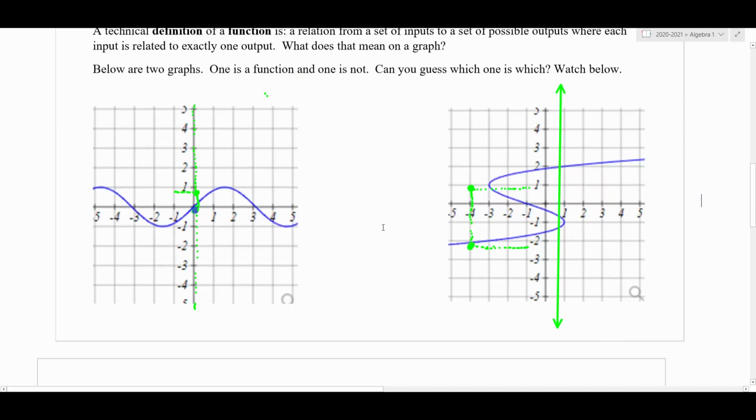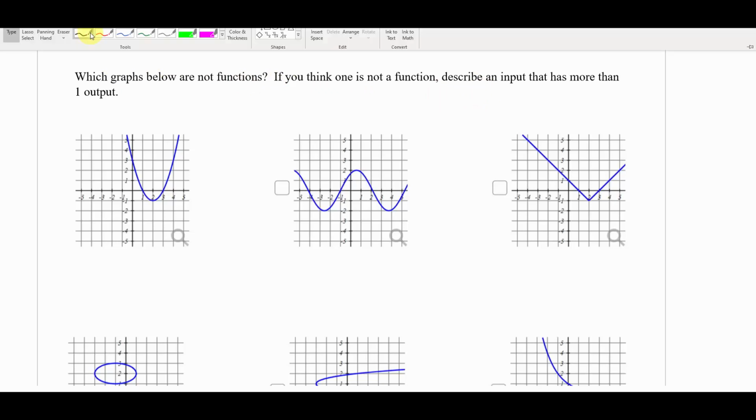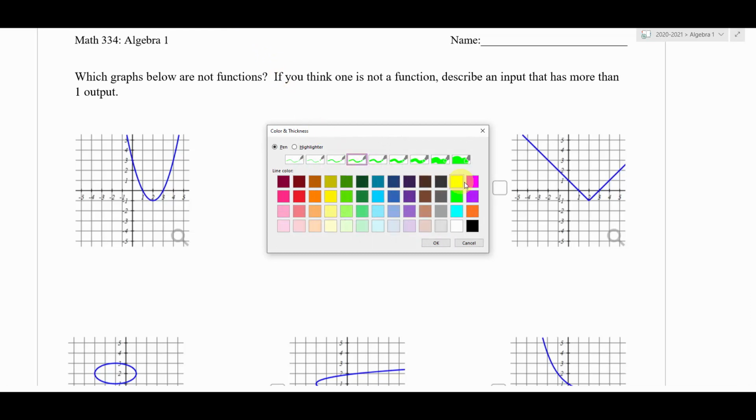Now let's try it again on some other functions here, and let's see what we've got. It says, which graphs below are not functions? And if you think one is not a function, describe an input that has more than one output. So in other words, if you don't think it's a function, prove it. And that's exactly what we're going to do here.